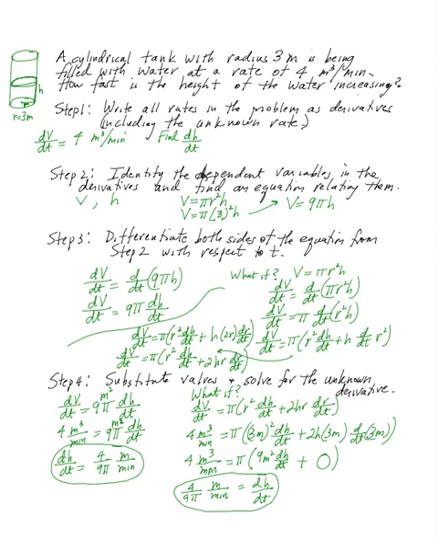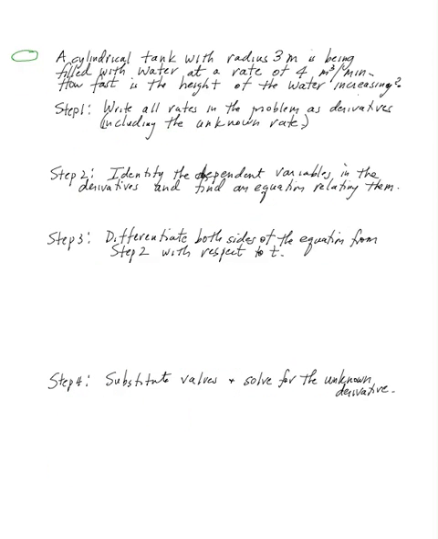A cylindrical tank with a radius of 3 meters. Boy, that's a big tank, isn't it? Radius of the base is 3 meters. By the way, what do we mean by a cylindrical tank? We just mean a right circular cylinder, like a can of food in the grocery store, only this is a huge cylindrical tank.